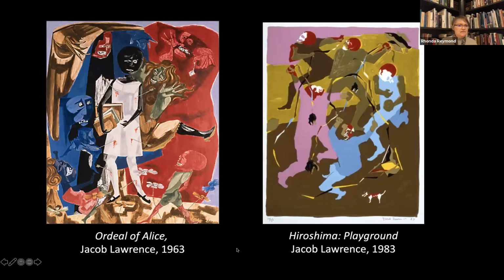And he has a very, very long, very productive life. He does this Ordeal of Alice. So this is during the Civil Rights Movement. You see 1963, so this is the year of the March on Washington.